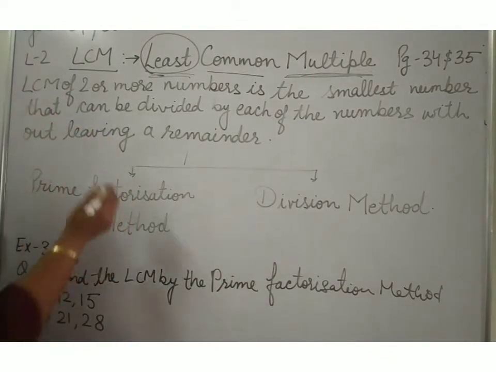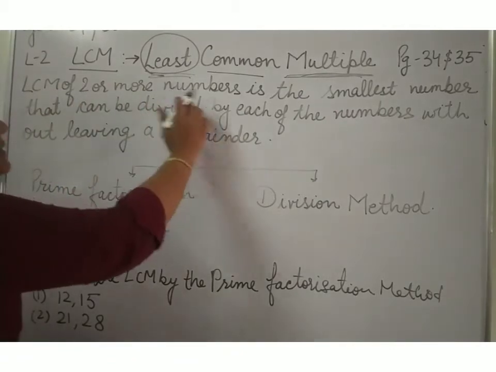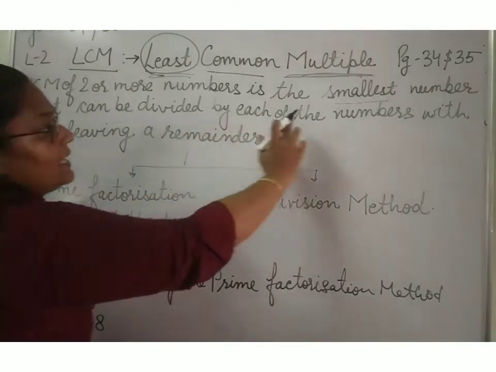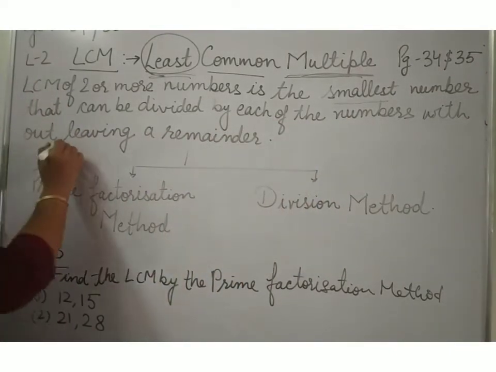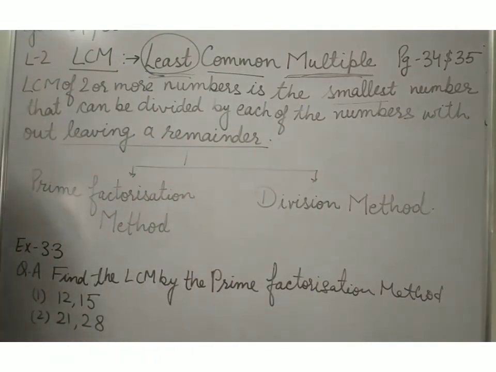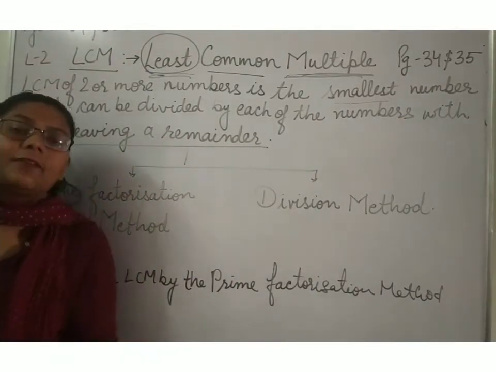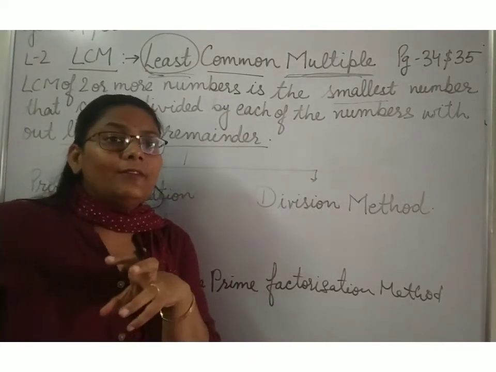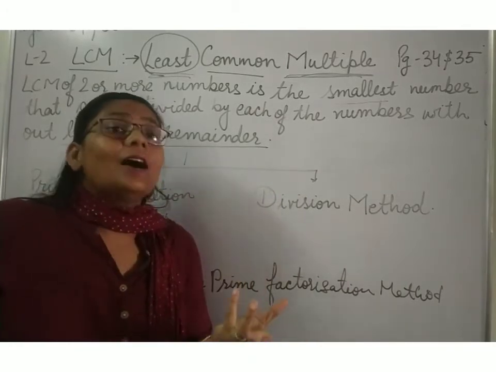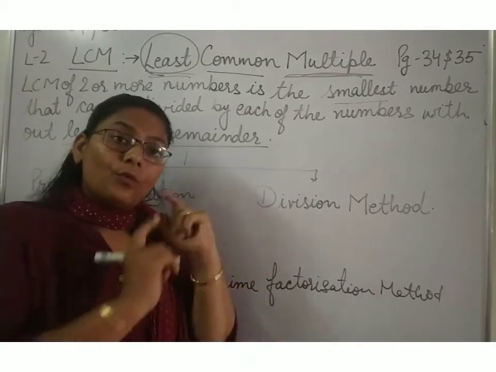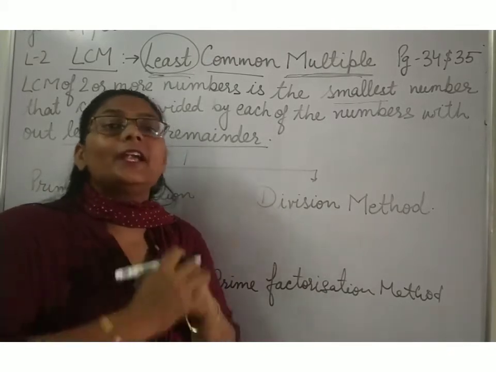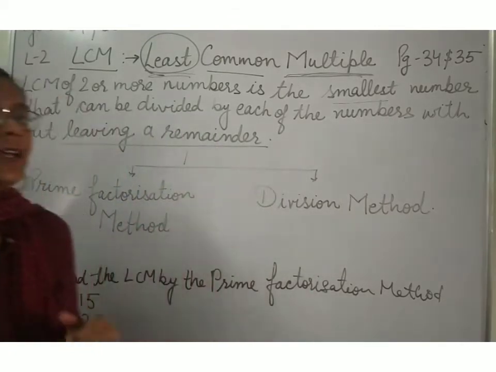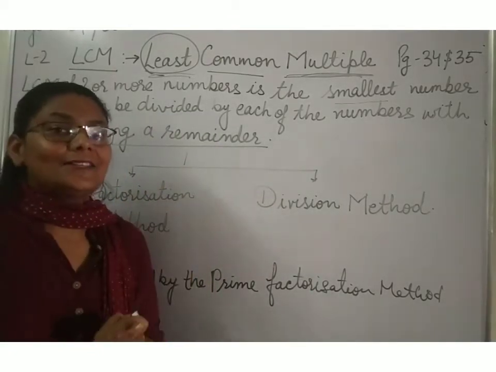Now what is LCM? LCM of two or more numbers is the smallest number that can be divided by each of the numbers without leaving a remainder. Whatever LCM we are taking out of the numbers, that number has to be divided by the given numbers. All the numbers whose LCM we are going to find should fully divide the LCM, and that number has to be the smallest number. Clear, children? I'll teach you how to find it, then you will understand it more.